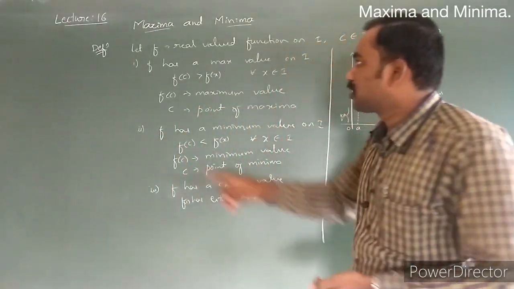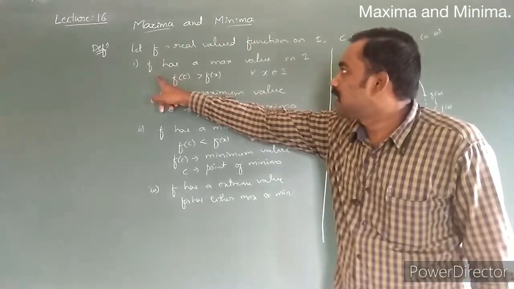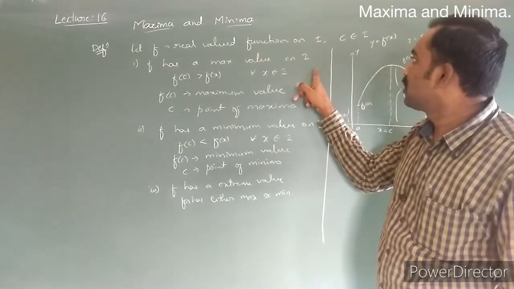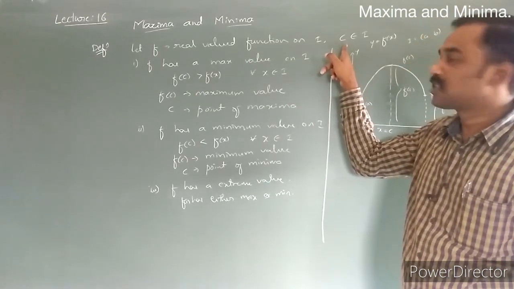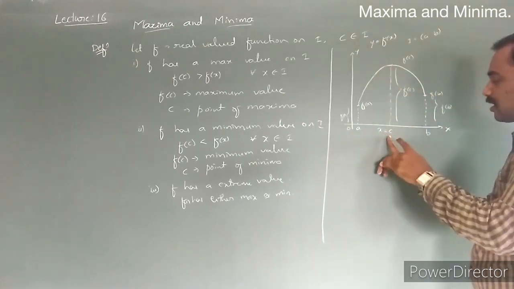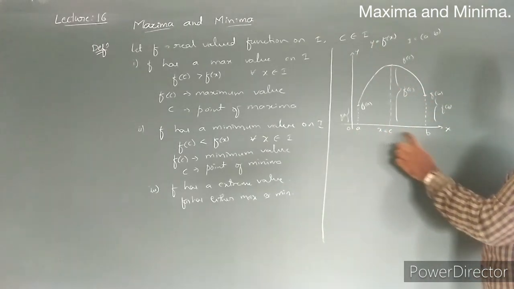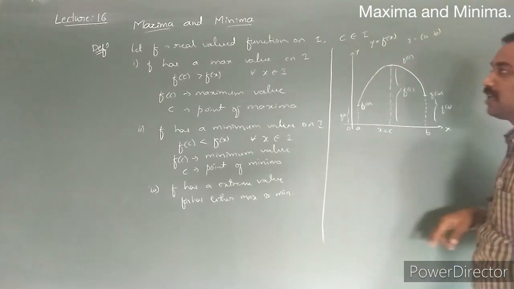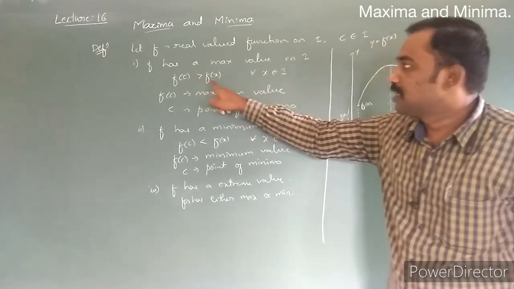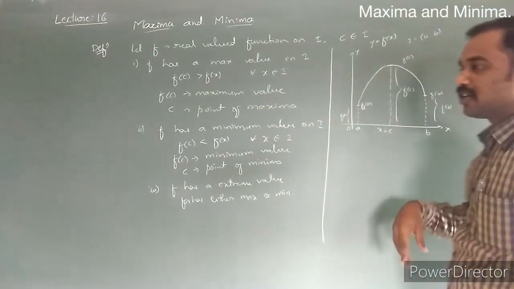Now go back to the definition. f is a real valued function on I. f has a maximum value on I if there exists a point C in the interval I. Yes, C belongs to the interval (A, B); C lies in between A and B. Then f of C is greater than f of x.